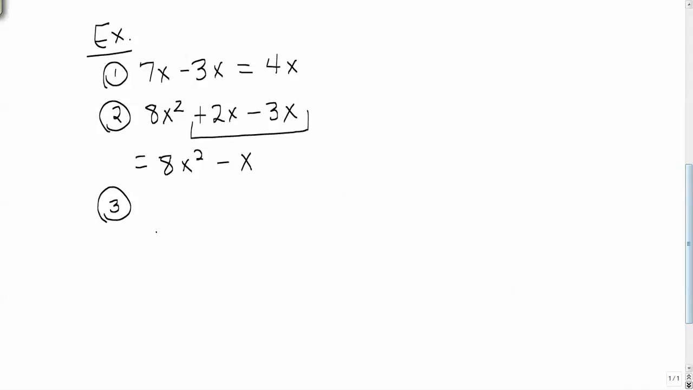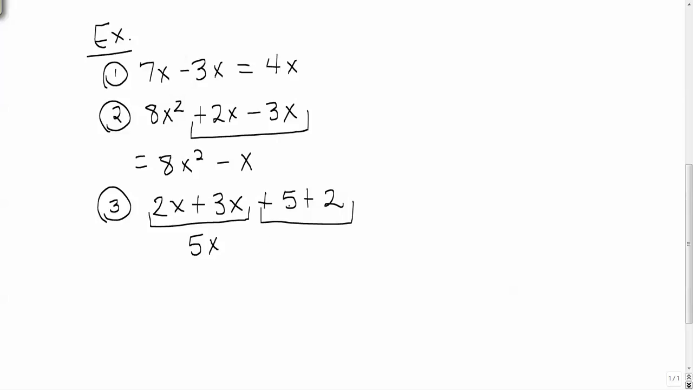Okay, if we have 2x plus 3x plus 5 plus 2. Okay, these two are like terms, and these two are like terms. So if we combine our 2x and 3x together, that gives us 5x. 5 plus 2 is 7, and it's a positive 7, so you're going to put a plus 7.